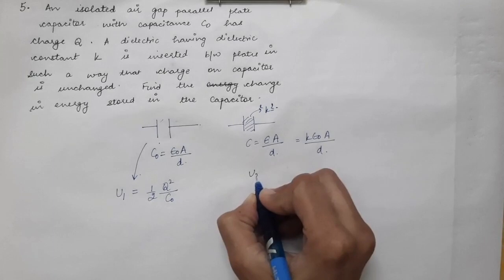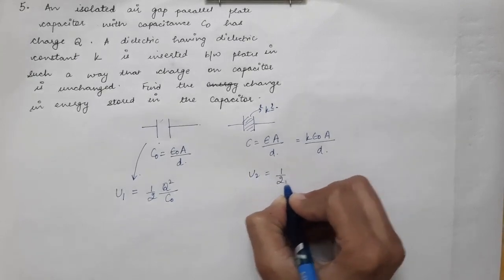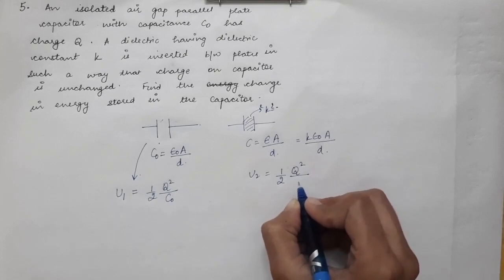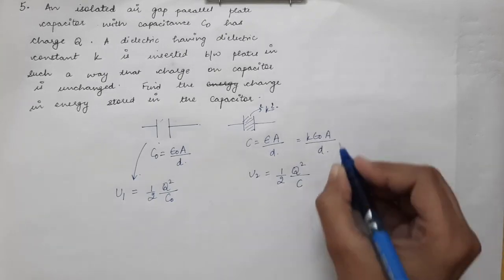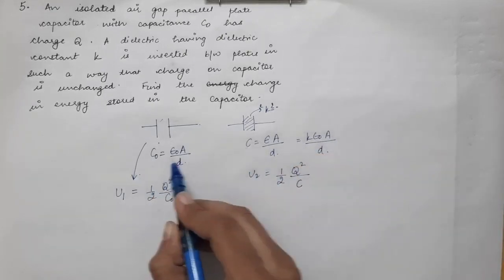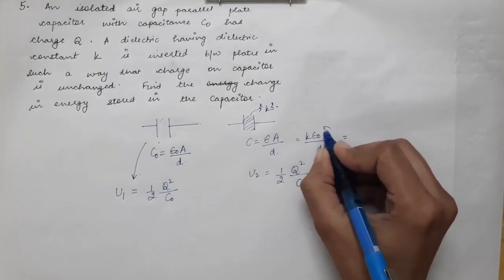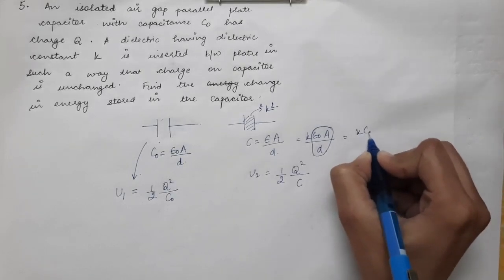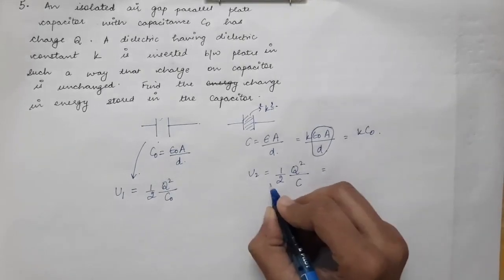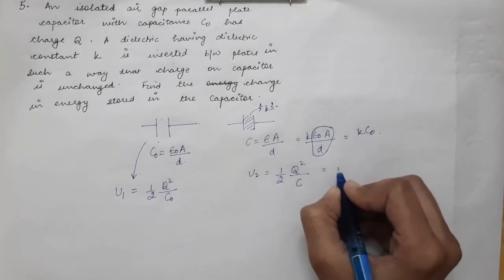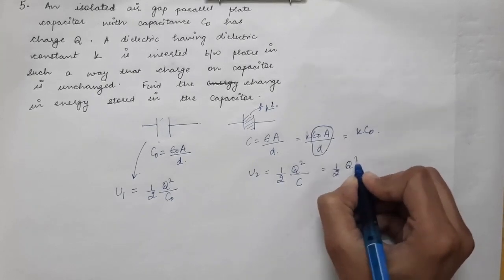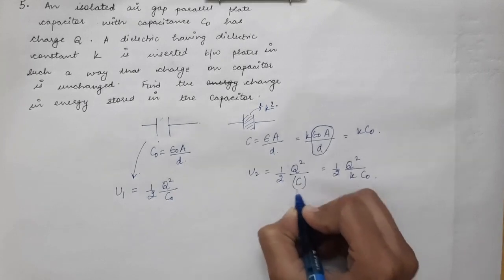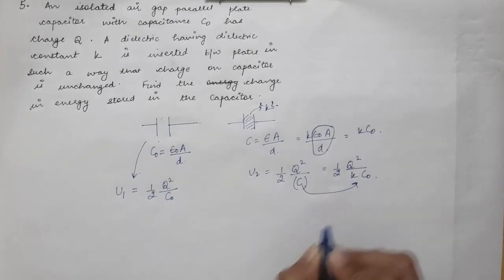Now energy stored in the second capacitor will be given by half times, charge remains the same, so Q square divided by its capacitance, and it is C. Now what is the relation of C and C0? So epsilon naught into A by D, this factor is nothing but equal to C0. So it will be K times C0. So U2, which is the energy stored in the second capacitor, will be half times Q square divided by K times C0. So instead of C, I have written K times C0.